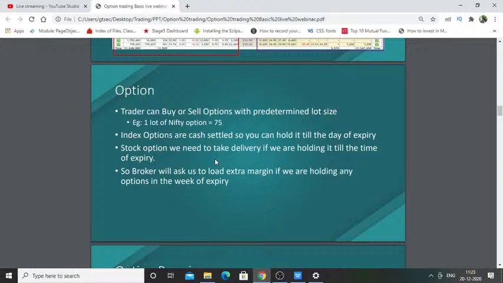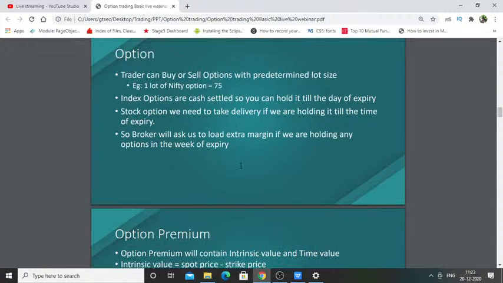So you cannot hold it beyond that. This is how options work for both stocks and indexes. You can hold index options till the time of expiry, but for stock options you cannot hold till expiry unless you are ready to take delivery or to provide delivery of whatever stock you are holding. If you have extra margin, then you can hold it till expiry. If not, and you are doing it just for trading purposes, then you should close your stock option trade by Monday of the expiry week.